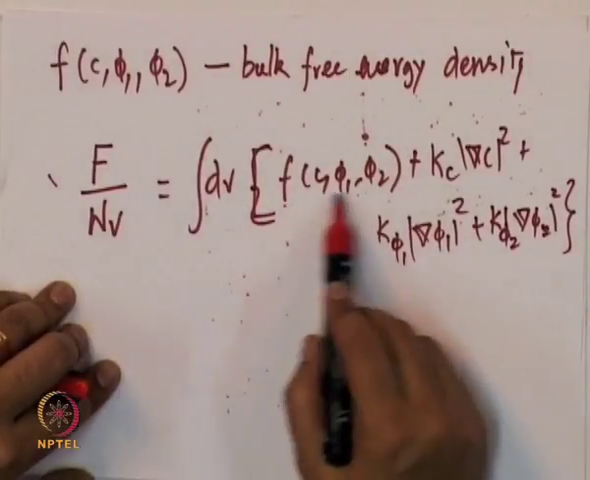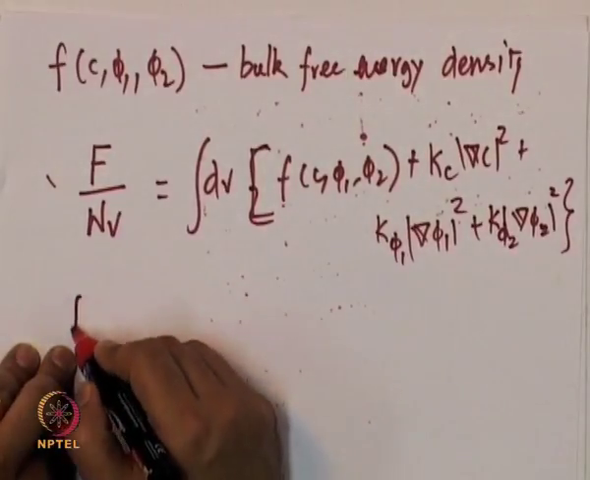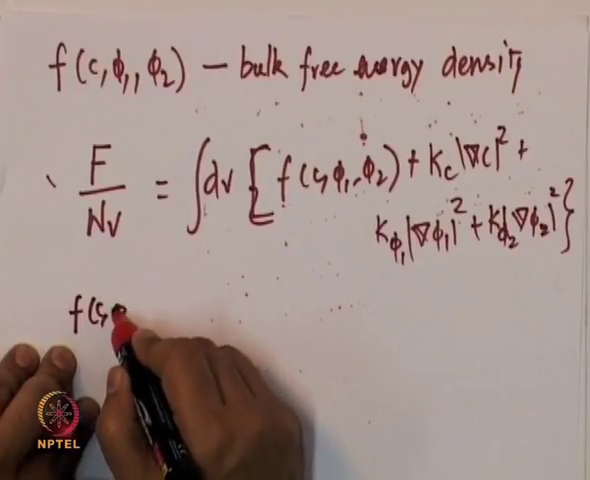Now, what is the form of this F of C, phi 1, phi 2? So, that is what I want to describe now.